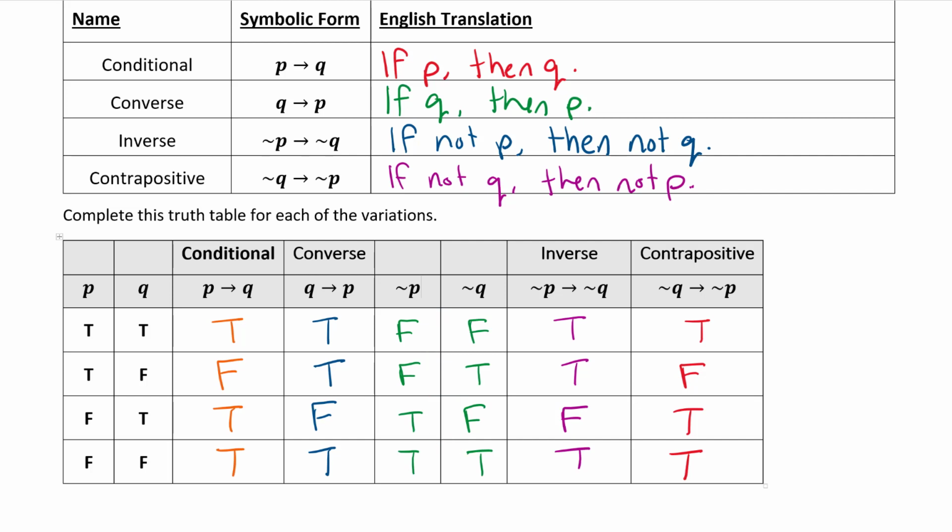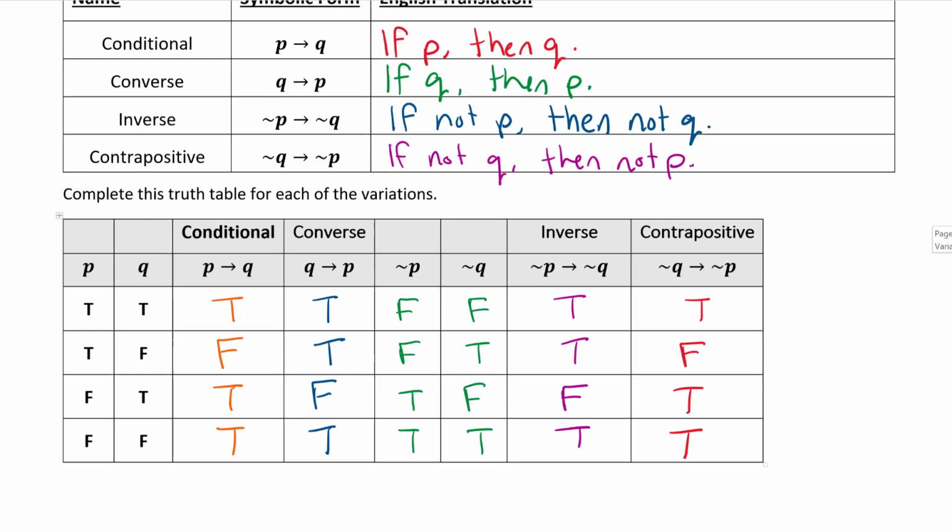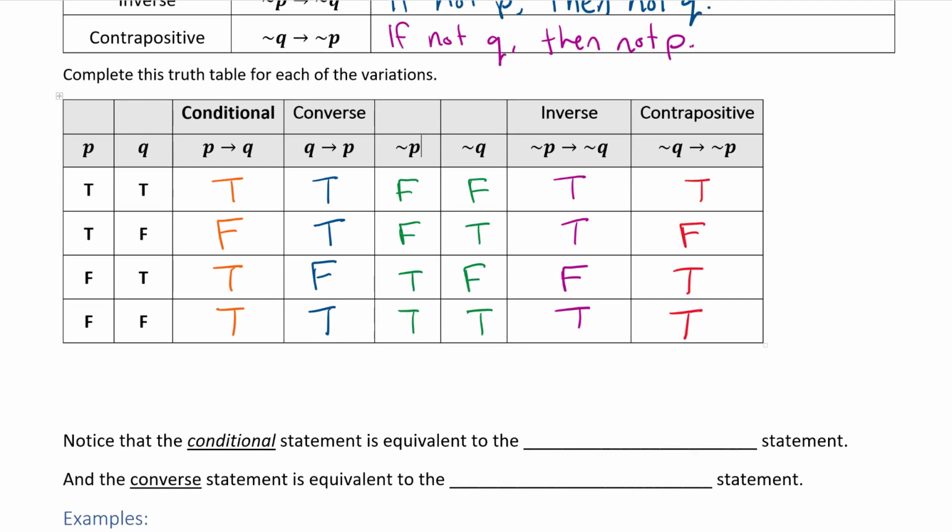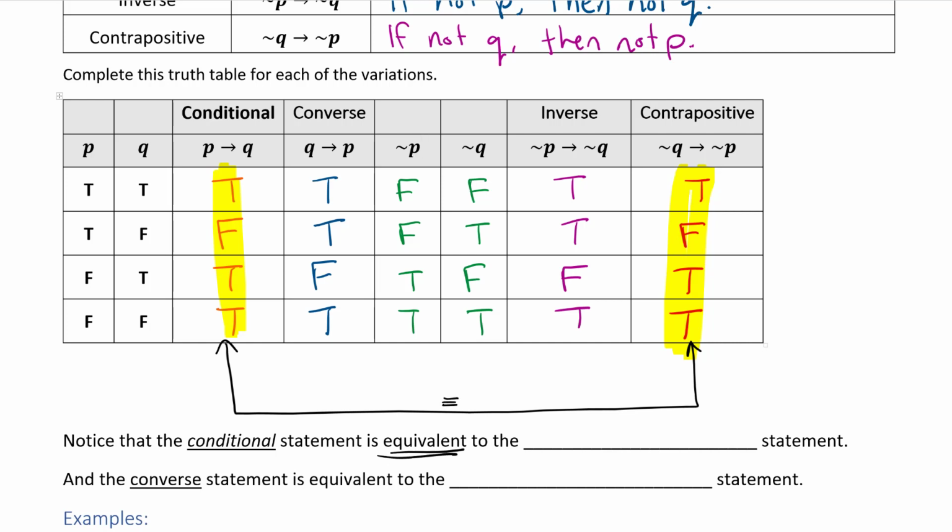Okay, so it's interesting to note which one of these have similar truth values. So the conditional statement has truth values of true, false, true, true. The other one that has the same is the contrapositive. True, false, true, true. So those two are going to have the same truth values. So if they have the same truth values, what can we say about them? We can say that the conditional statement is equivalent. That's the word we want to use. So that's equivalent to the contrapositive.